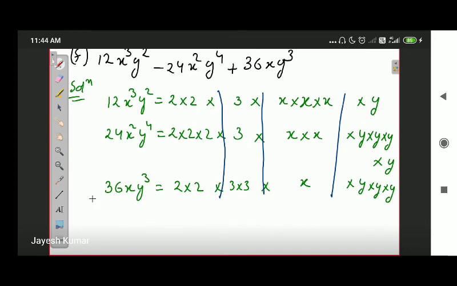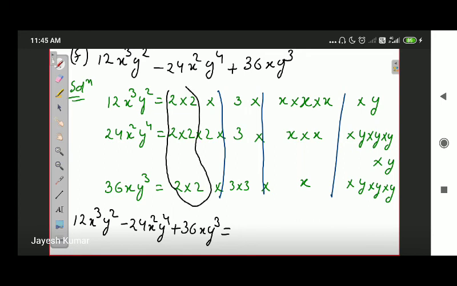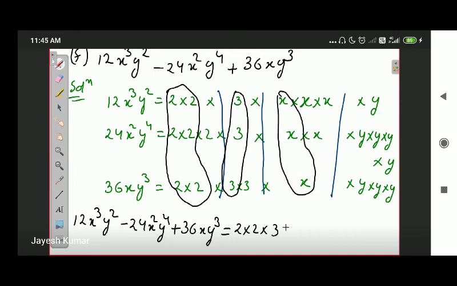So finally we will write down 12x cube y square minus 24x square y to the power 4 plus 36x y cube. All of this will equal to, let us find out what is common. There are two 2's in all of three expansions. So 2 into 2, 1 3, 1x and 1y.